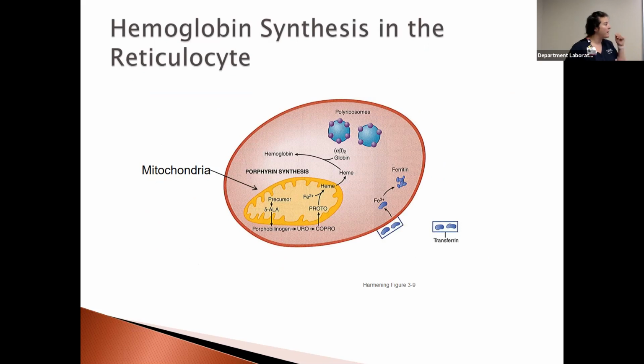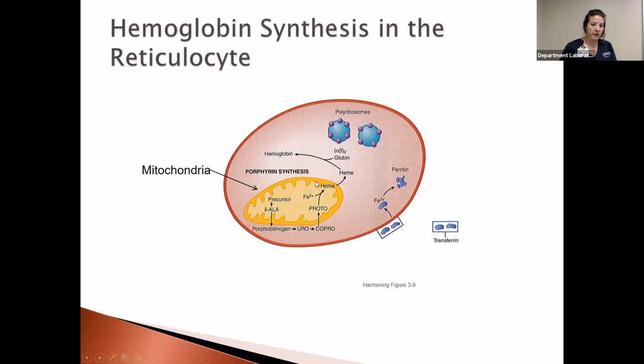All right, so this little schematic just shows how the iron is incorporated into the globin molecule. Here you have your transferrin, your carrier protein for iron. Transferrin is going to bring iron to the cell. The endosome is going to break up the transferrin and release the iron. Then iron is going to be stored inside the cell as ferritin. Remember, ferritin is the storage of iron.